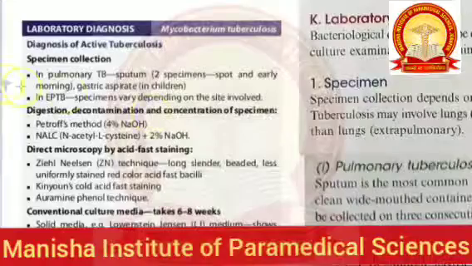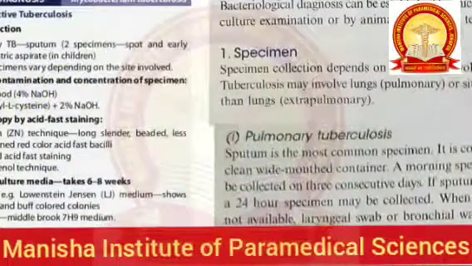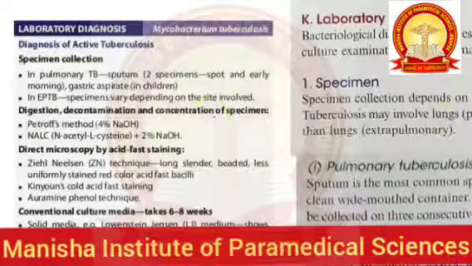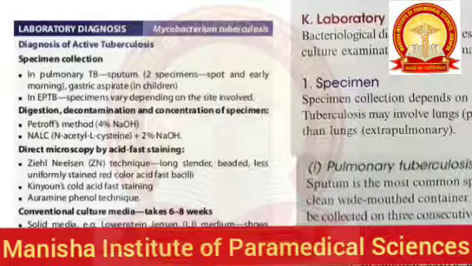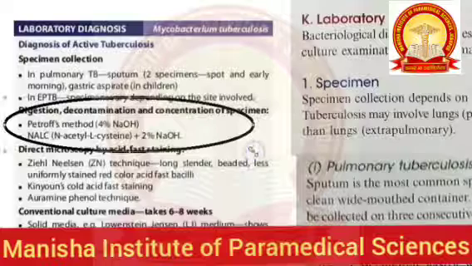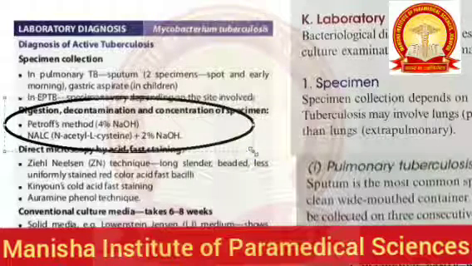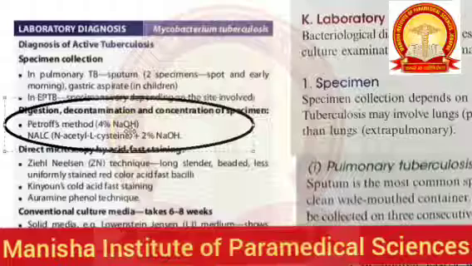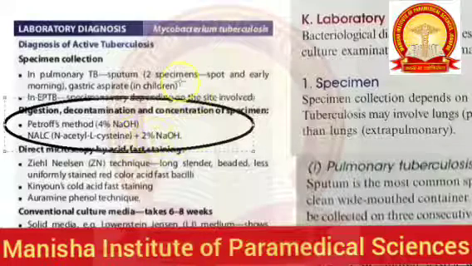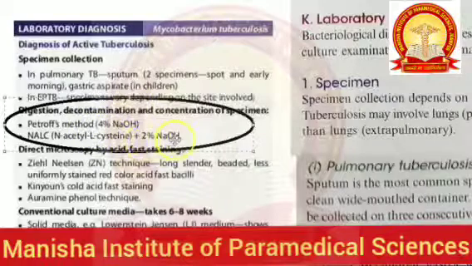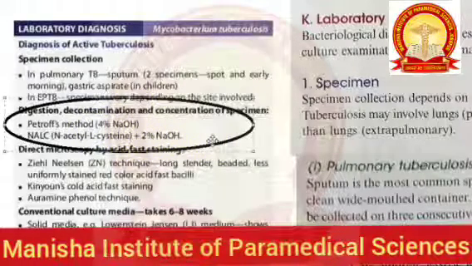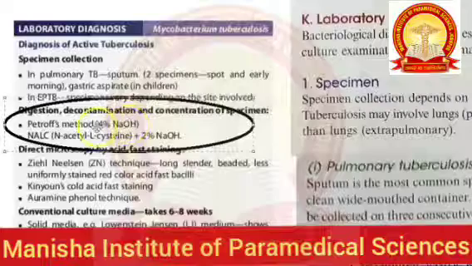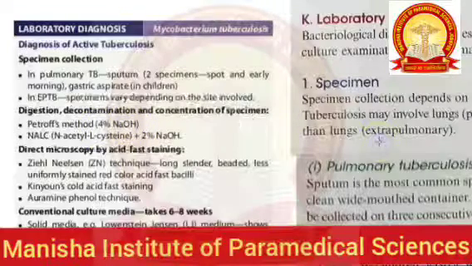Okay, there is something called as digestion, decontamination, and concentration of specimen. This we will be covering for you. Don't worry. I'll give you the details. There are two methods in this: Petroff's method and NALC, that is N-acetyl L-cysteine plus 2% NaOH method. Okay, which are the two methods for the concentration of the specimen? Petroff's method and N-acetyl L-cysteine with 2% NaOH, that is NALC. In the first one it is 4% NaOH. Okay. Now let us move on.